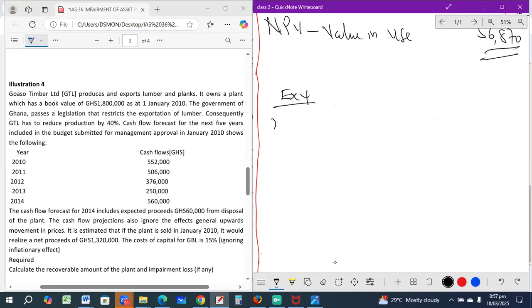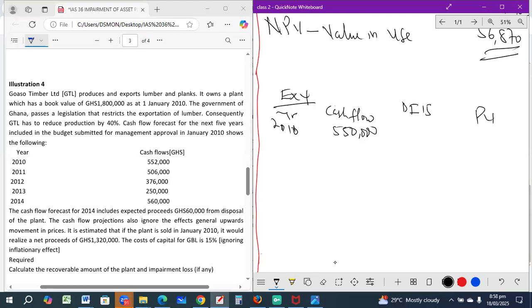So we have the year 2010. So we have our cash flow, 550. I told you that if depreciation is deducted, you add back what? Depreciation, because depreciation is not what? A cash flow item. It is an accounting measure. Discount factor or the discount rate is what? 15%. Then we have our present value.